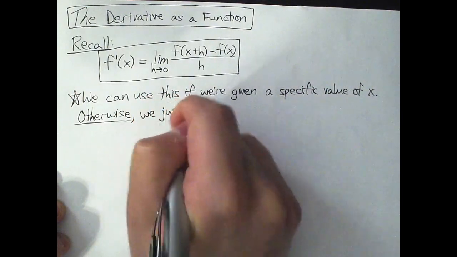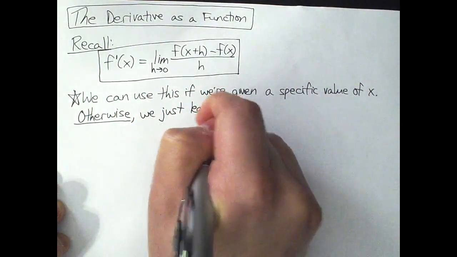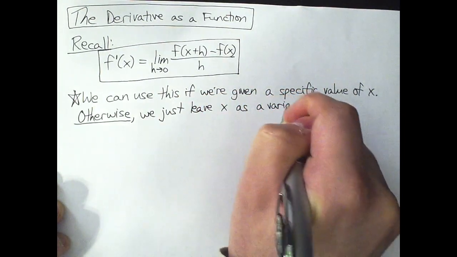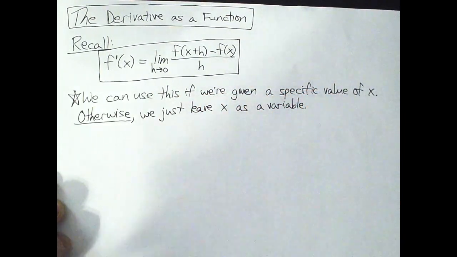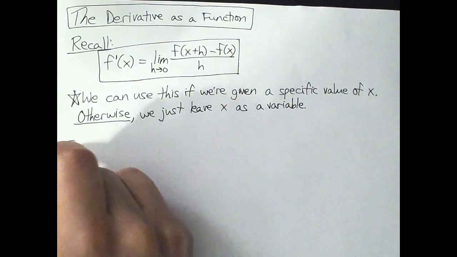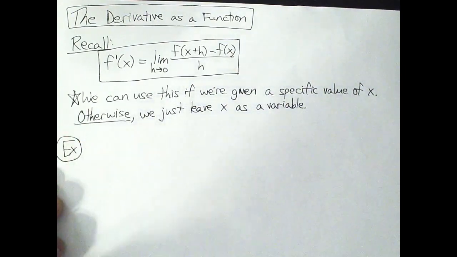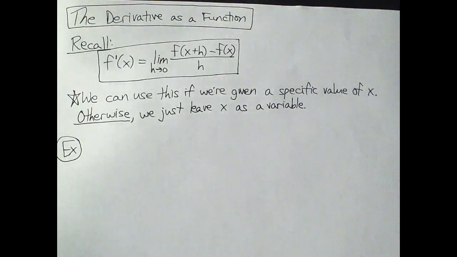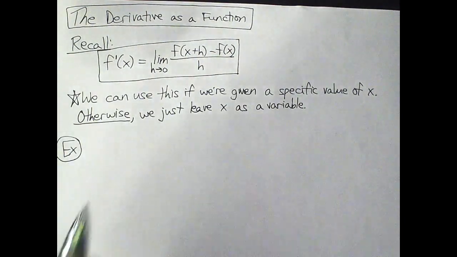Well, in that case, we just leave x as a variable. So instead of having a specific point of interest, like x equals 1 or x equals 3, we're just going to say x is a variable. Just leave it as x. And let's see what happens.